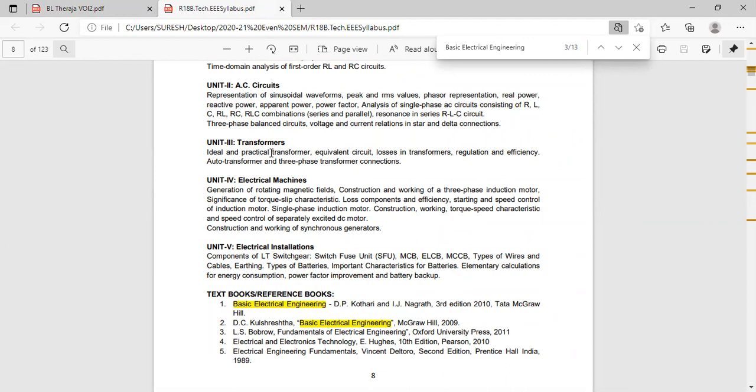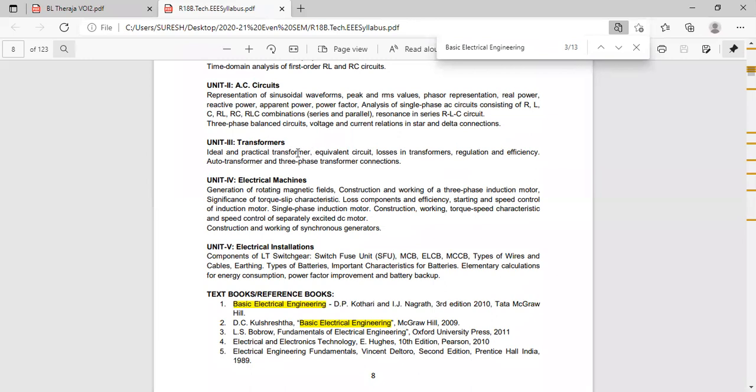What are the two types of transformers? Core type and shell type. According to construction, transformers are classified into two types. That is core type and shell type.